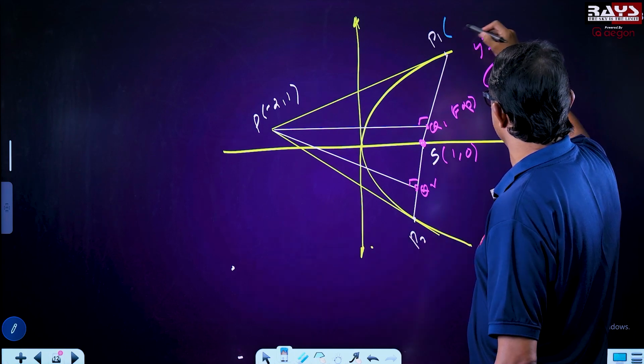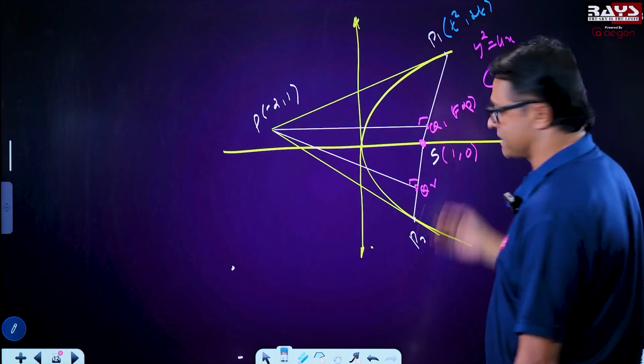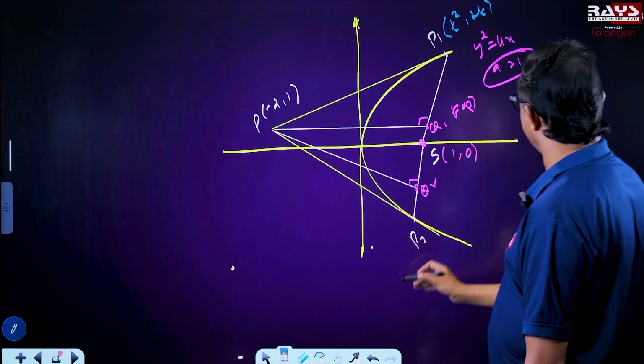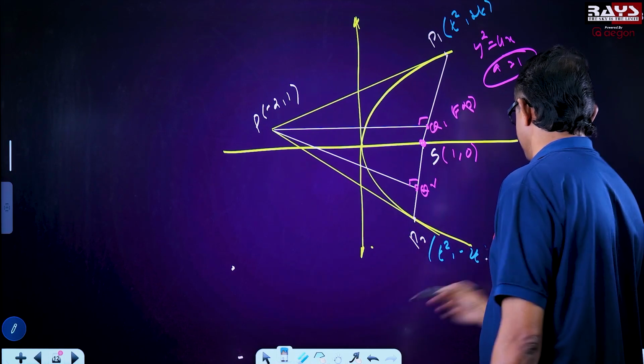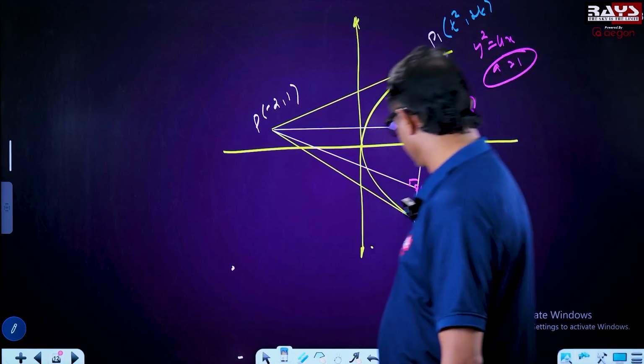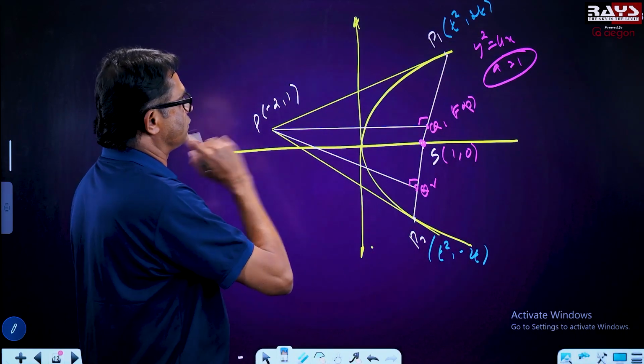Okay, at², 2at, so (t², 2t), because a is equal to 1, and this is at² minus 2t. Okay, let us find out the corresponding values of t.